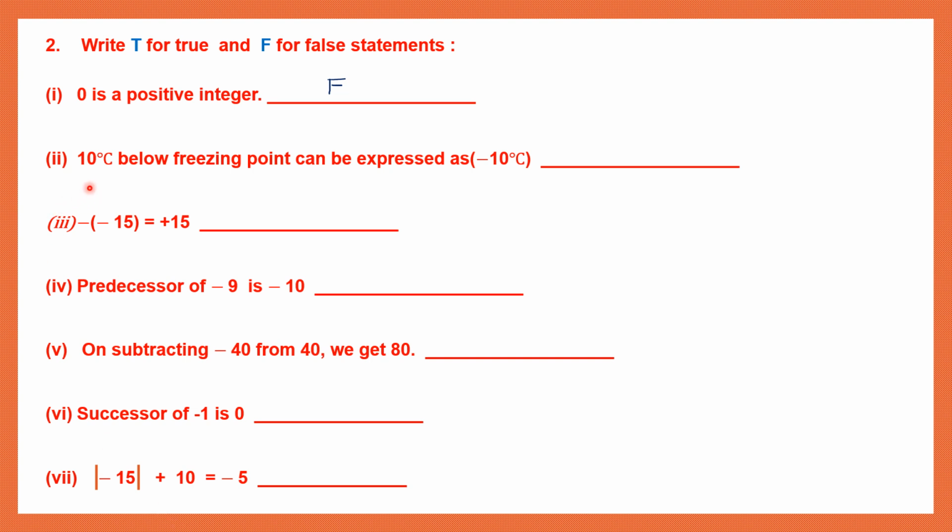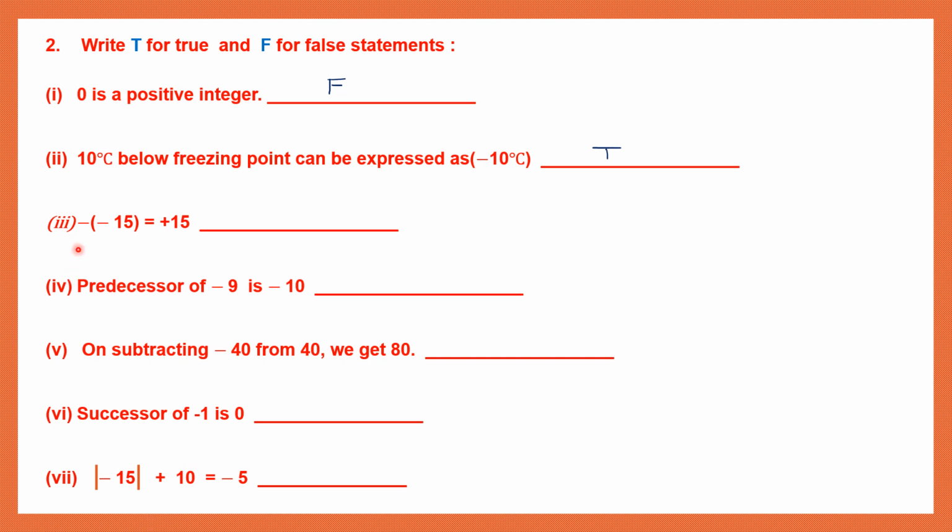Second one, 10 degrees Celsius below freezing point can be expressed as negative 10 degrees Celsius. That's correct. Below freezing point, so it becomes negative. So negative 10 degrees Celsius, this statement is true.